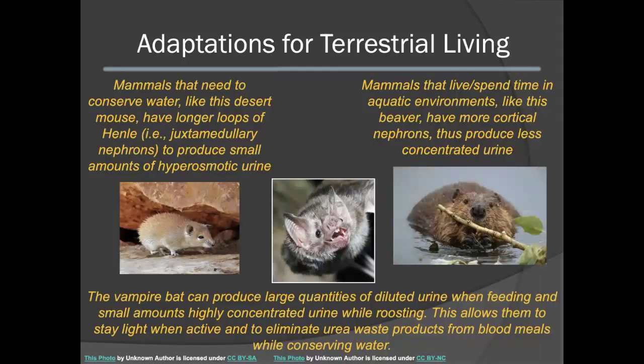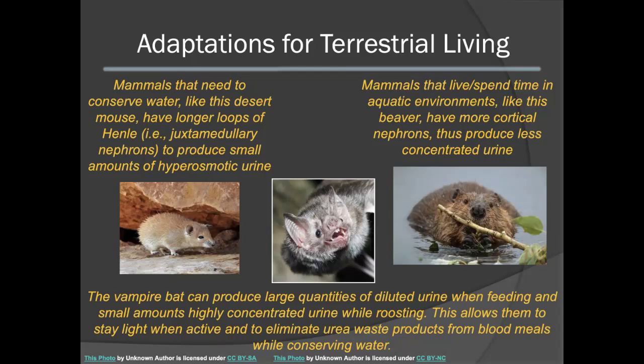We're now going to take a look at some adaptations that different animals have. Mammals that need to conserve water, like the desert mouse, will generally have longer loops of Henle, or more juxtamedullary nephrons. This allows them to produce very small amounts of hyperosmotic or highly concentrated urine. Because the filtrate needs to pass through a longer loop of Henle, this allows for the maximum reabsorption of water, thus maximizing the conservation of water for the animal.